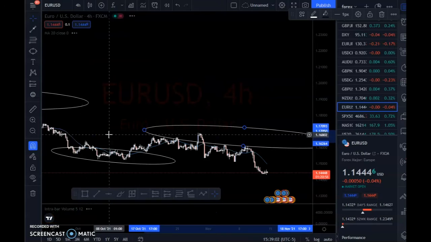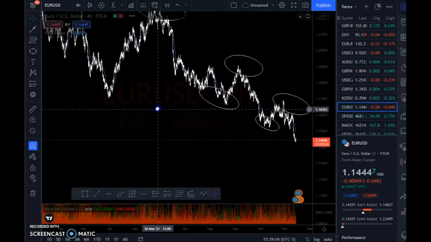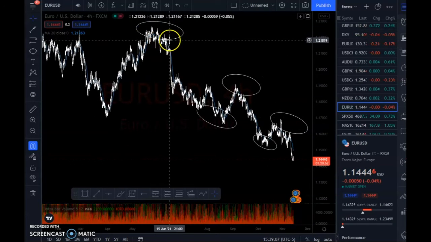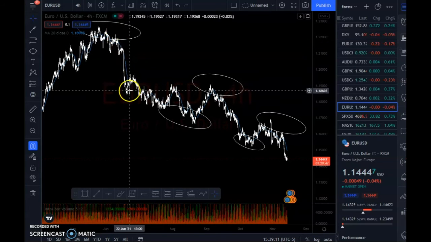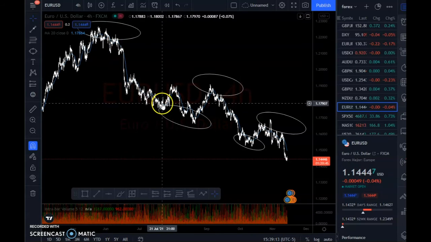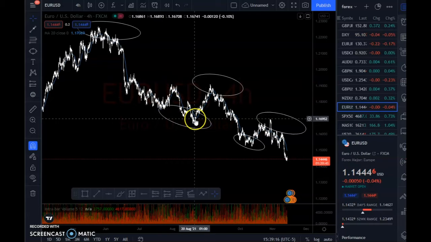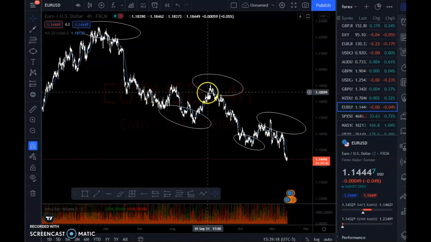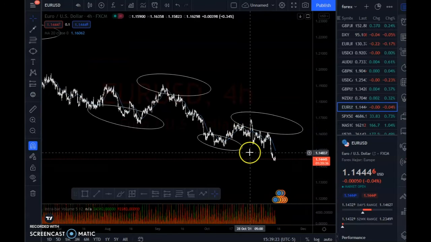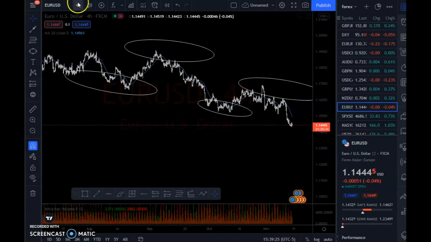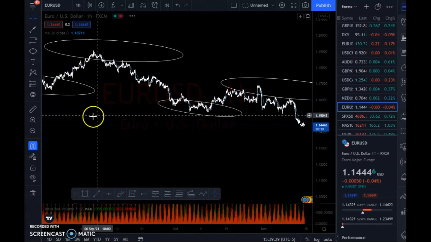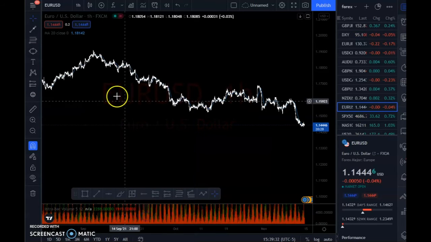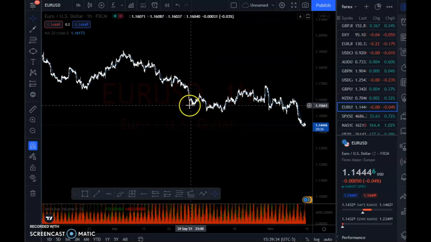Now let's look at the 4 hour. Let's see what it does. On the 4 hour, you see it going down, up, down, correction, down, correction, down, correction, and now it breaks structure. You see? In the hourly, it'll have the same structure.